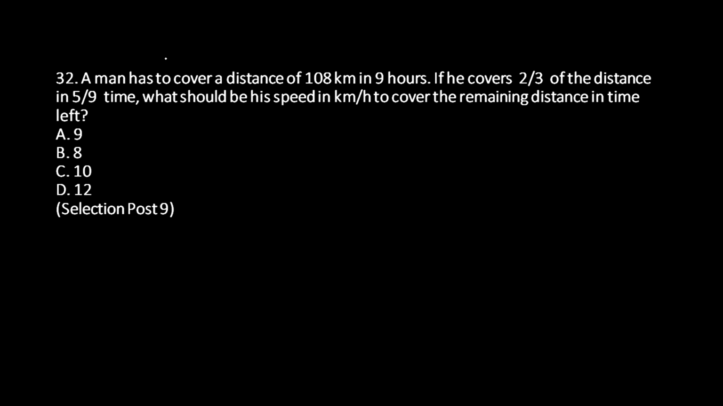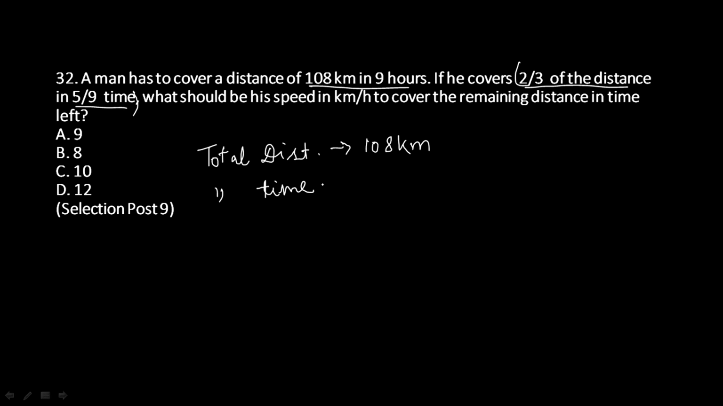Number 2. A man has to cover a distance of 108 km in 9 hours. If he covers two-thirds of the distance in 5/9 of the time, what should be the speed in km per hour to cover the remaining distance in the time left? So what does it say? It says that the total distance is 108 km, and two-thirds of the distance is covered in 5/9 of the time. Total time is given, total time is 9 hours.